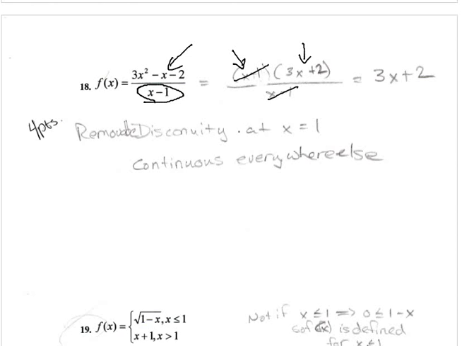This factor of x minus 1 cancels between the numerator and the denominator, so we get 3x plus 2 as what this function is equivalent to. So we would say that there is a removable discontinuity at x equal to 1, and it's continuous everywhere else. And when we say everywhere else, we would mean between negative infinity and 1, and 1 and positive infinity, right?